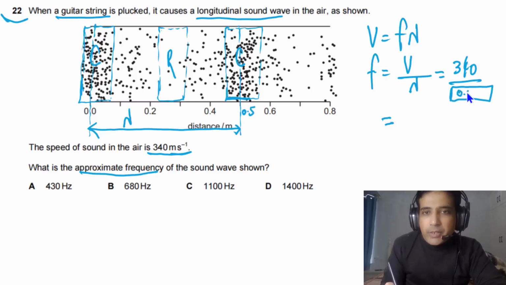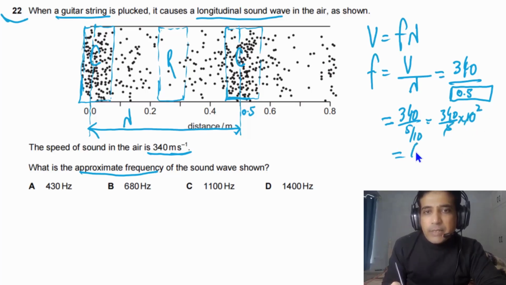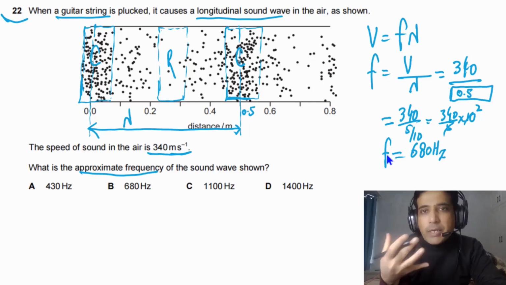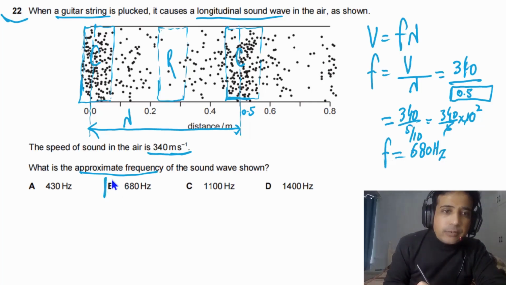So we can write down the value of lambda here. So this is 0.5 meters. Now you just need to simplify. So we have 5, this is divided by 10. So we can say this is 340 divided by 5 multiplied by 10. So we can cancel this 10, so we will get 2 here. And so the final answer in this case is 680 hertz. So this is the value of frequency, and this is how you can figure it out. This question is quite straightforward. So the answer for this question is B.